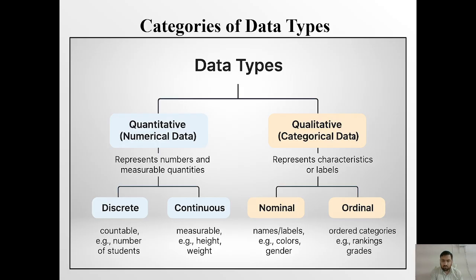Qualitative, categorical data, also divides into two: nominal and ordinal. Nominal means names, labels, example color, gender. Ordinal means ordered categories, example rankings, grades.